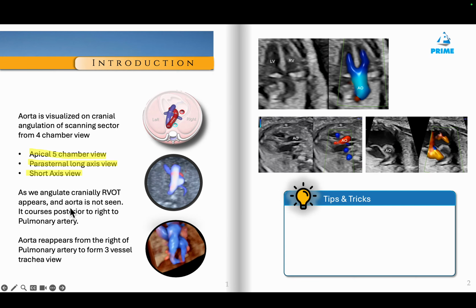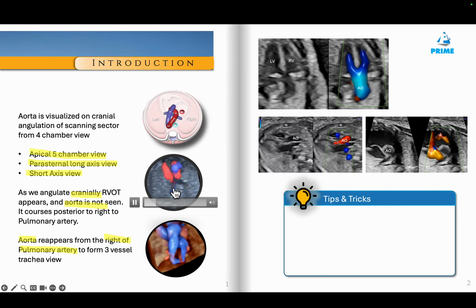From the RVOT we angulate up, and the aorta is kind of missing there because you have a pulmonary artery. The aorta circles around the pulmonary artery, and then it comes back and joins the pulmonary artery through the ductus arteriosus, and that is what we call a 3-vessel trachea view.